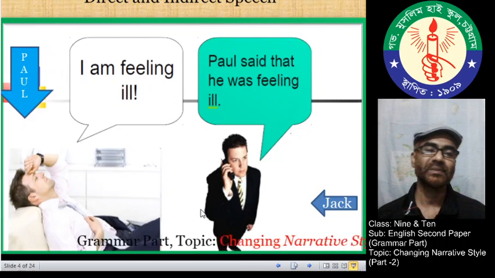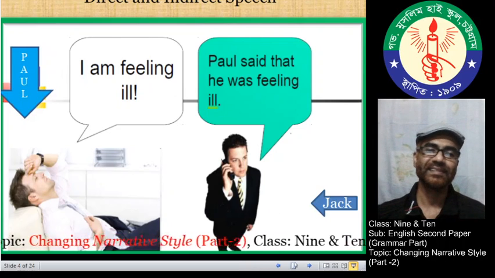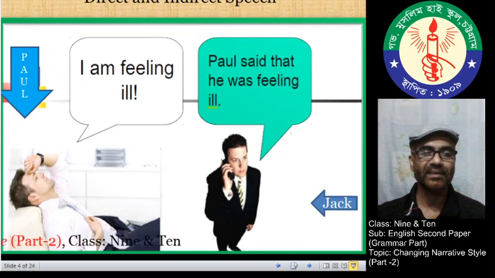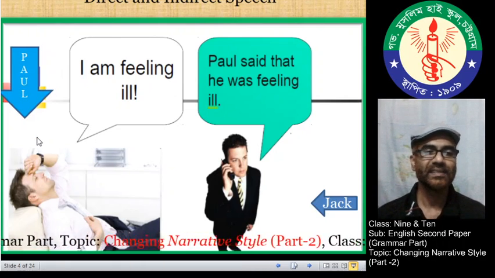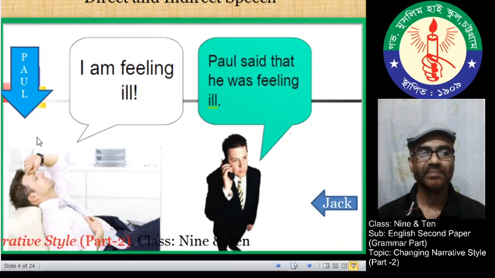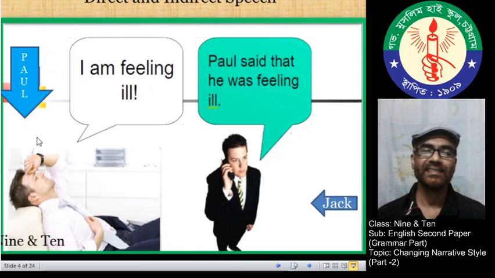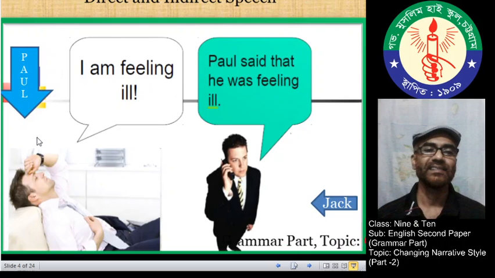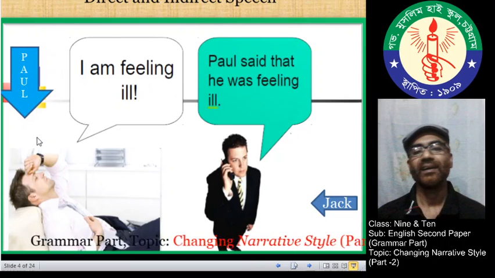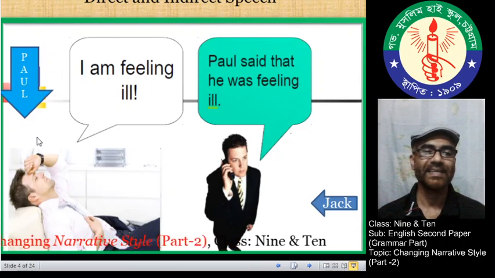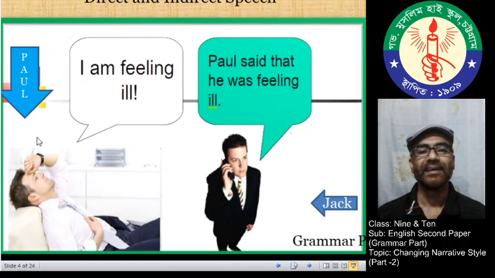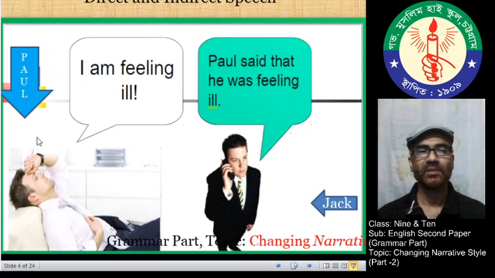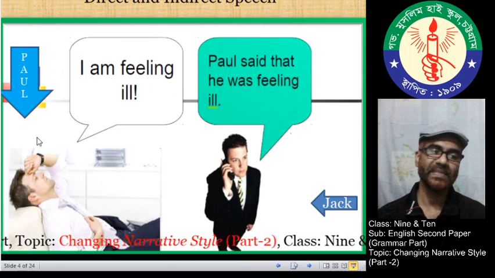Here's an example that we showed in our last class. Here are Paul and Jack, these two persons. Paul is expressing his feeling, I'm feeling ill, and Jack is the narrator. Jack is narrating Paul's feelings to another person, and he says Paul said that he was feeling ill. So it can be a better example to understand direct and indirect speech.